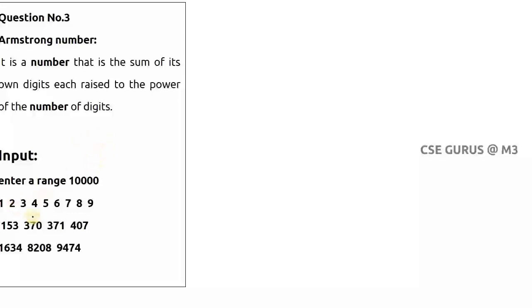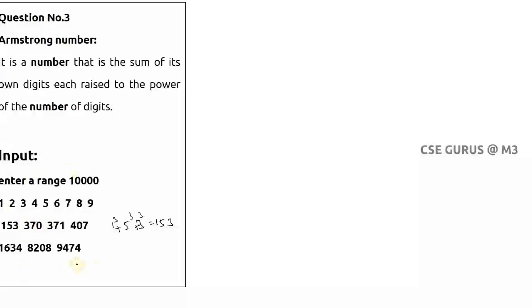Let us suppose I take the example 153. Now I call 153 an Armstrong number. Why? Because in 153, first of all I take the digits 1, 5 and 3. You need to make the sum of their powers raised to the number of digits. How many digits are there in total? 3 digits. So I need 1 cube, 5 cube, 3 cube. If I make the sum, 1 cube is 1, 5 cube is 125, 3 cube is 27, totally 153. I get the same number. So if such numbers exist, we call them Armstrong numbers.